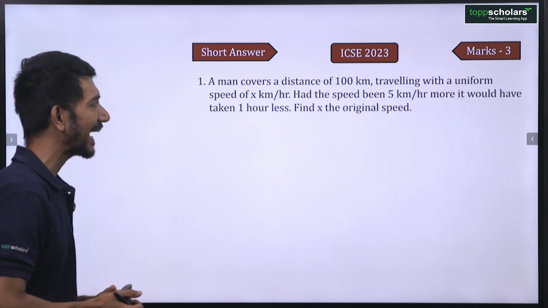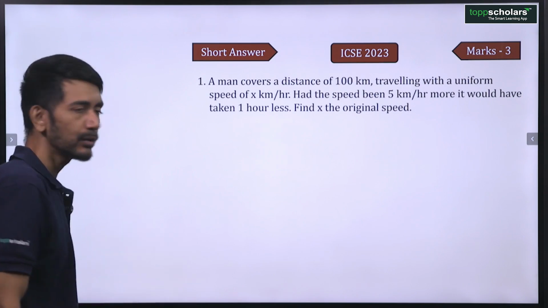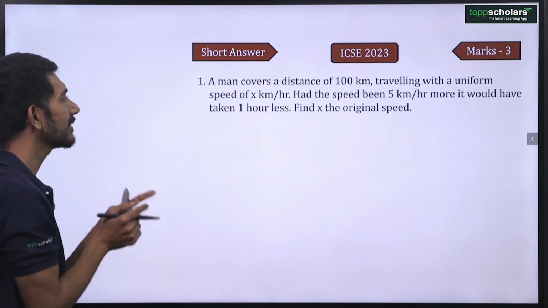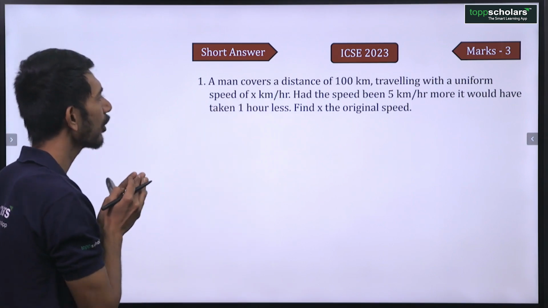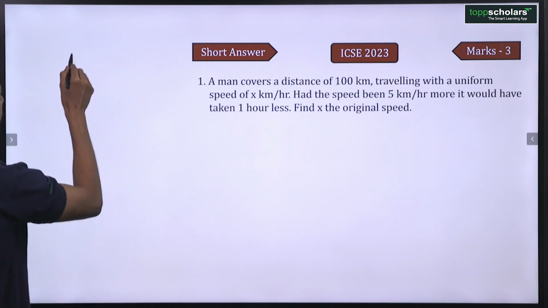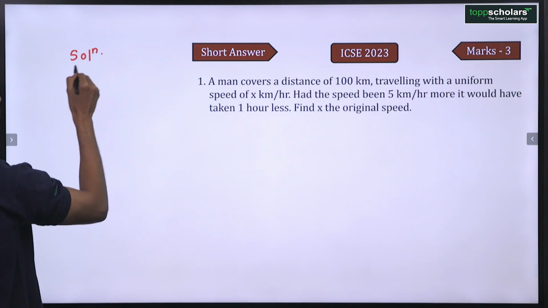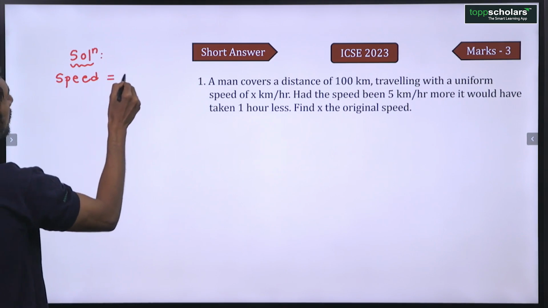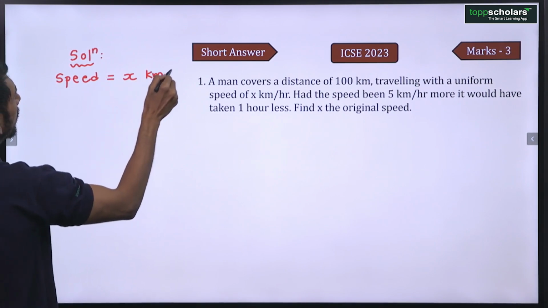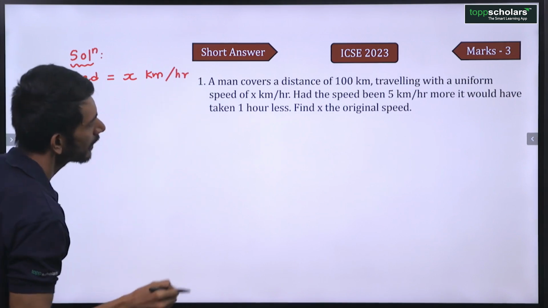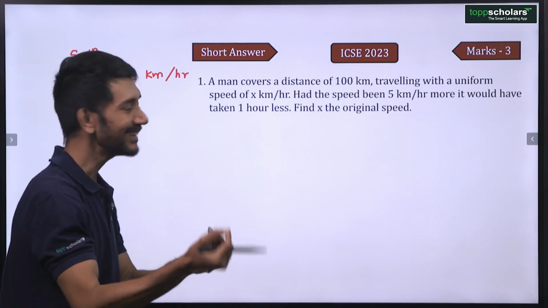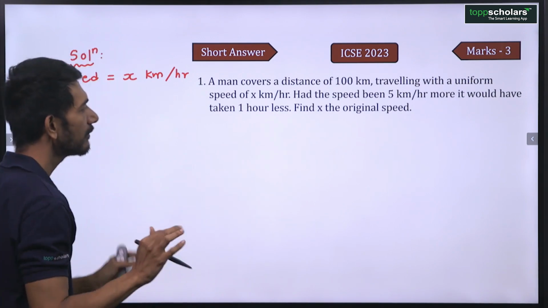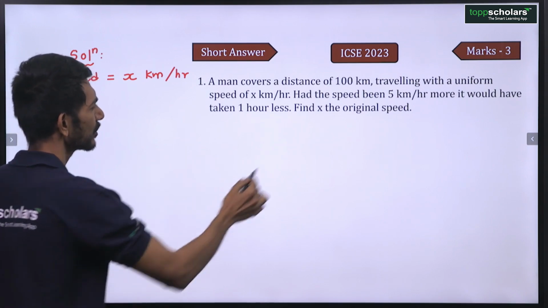Okay, this is interesting. This can get complicated, but don't worry, I'll break it down for you. So the question says a man covers a distance of 100 km traveling with a uniform speed of x kilometer per hour. So the speed is uniform, constant speed is x kilometer per hour. Had the speed been 5 kilometer per hour more, it would have taken 1 hour less. Find the original speed. So x is the original speed.